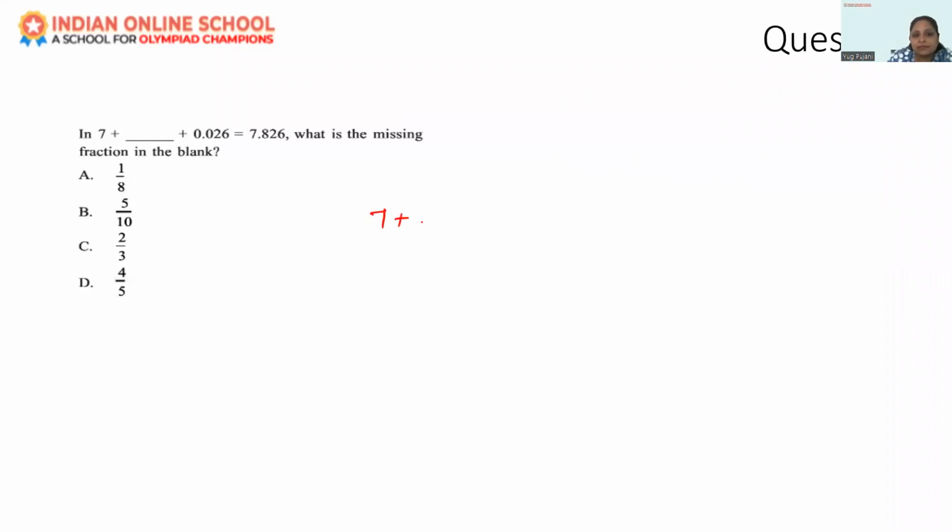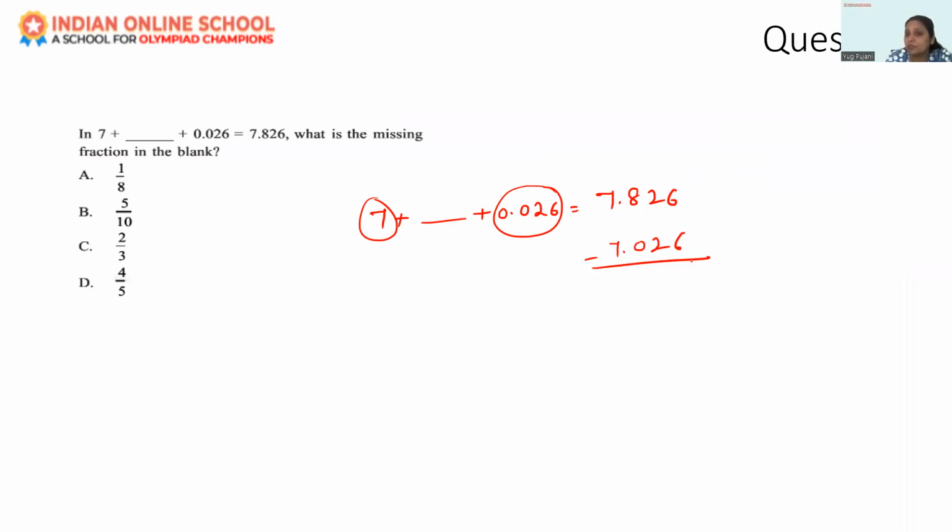7 plus dash plus 0.026 is equal to 7.826. If you add these two terms, beta, then you will get 7.026. If I subtract, I will get the missing value here. So you will get 0.8. Otherwise, you can also do it at the 10th position. Okay. So you can use that number. So 0.8. So now what is the value of 0.8 as a fraction?